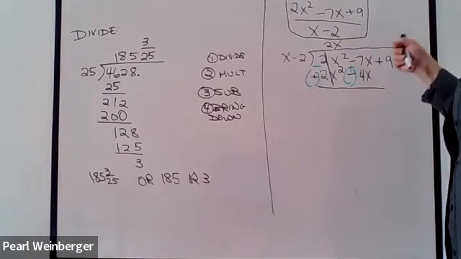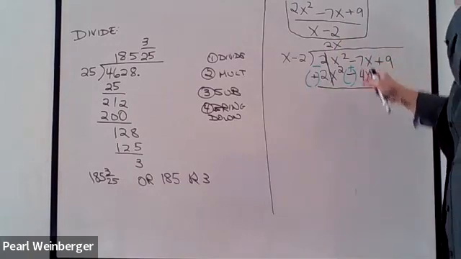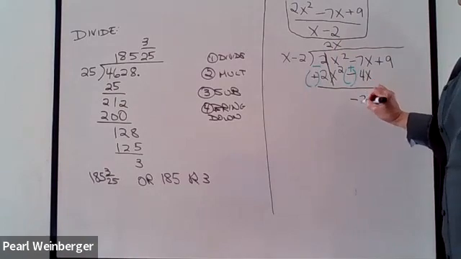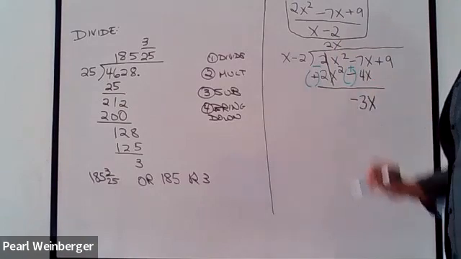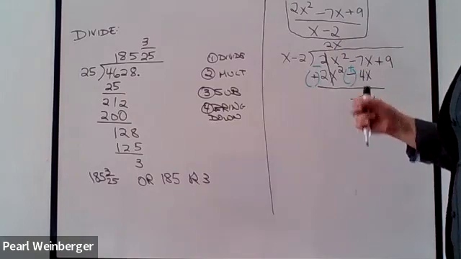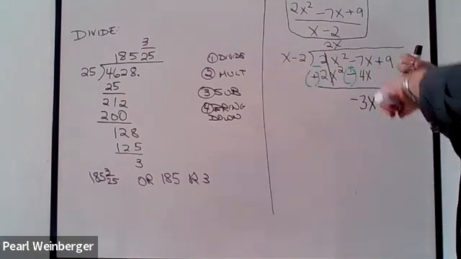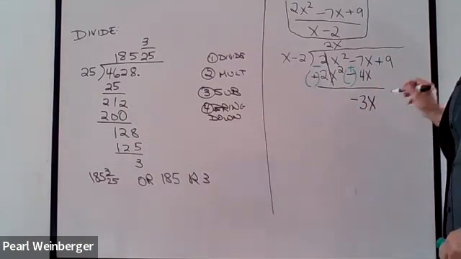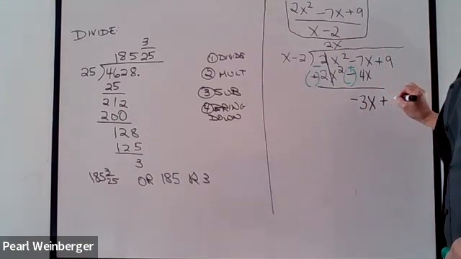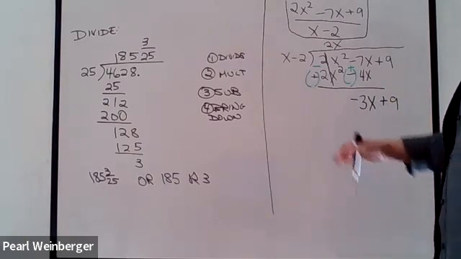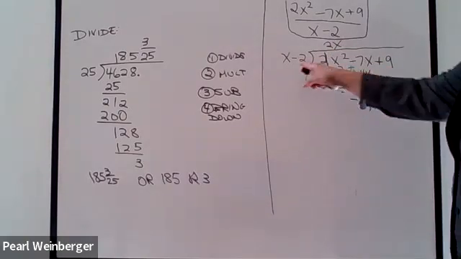That's why it's a negative, and -4x becomes a plus 4x. So this gives me -3x. Be very careful with your sign. Okay, after we subtract, the next thing we're going to do is bring down the next term, which is the +9. And now we start to process it all over again.